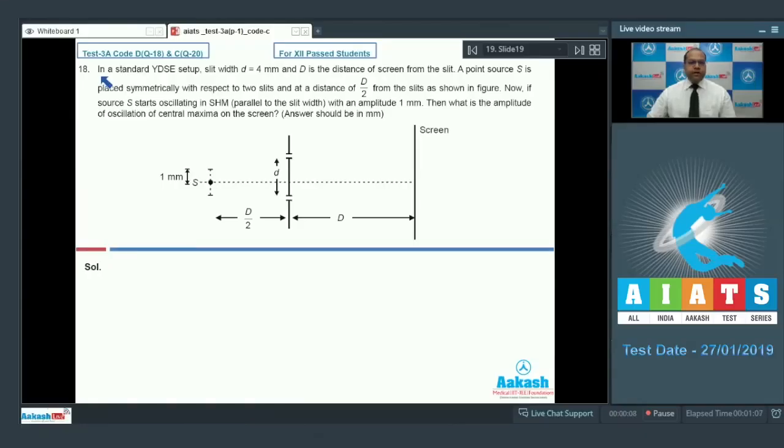In question number 18, in a standard YDSE setup, slit width d is equal to 4 mm and capital D is the distance of screen from the slit. A point source S is placed symmetrically with respect to two slits and at a distance of D by 2 from the slits as shown in figure.